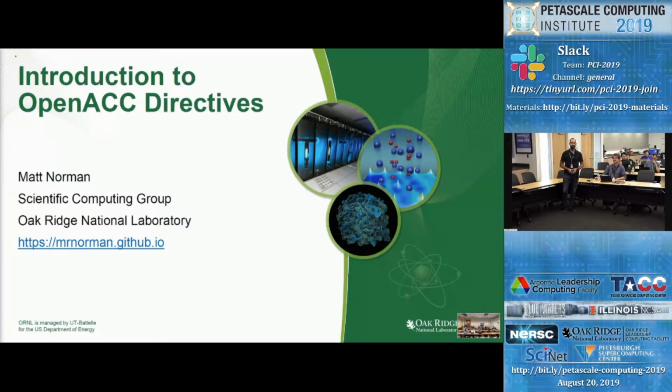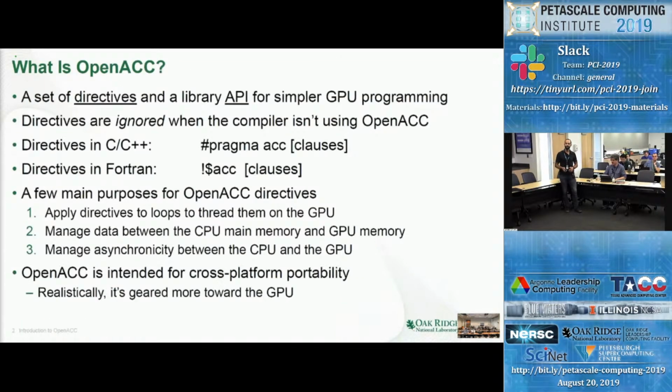I would say if you're in C or C++, there are better options than OpenACC in terms of portability. And I know that's a political statement, but I also think it's a true one. But you can use it in C effectively if you want to do that. So what is OpenACC? You've heard a little bit about it before, but it's a set of directives that you apply to loops and that you apply for moving data. And it's also a library API that you can use in the runtime library for simpler GPU programming. It's meant to simplify GPU programming compared to things like CUDA or OpenCL.